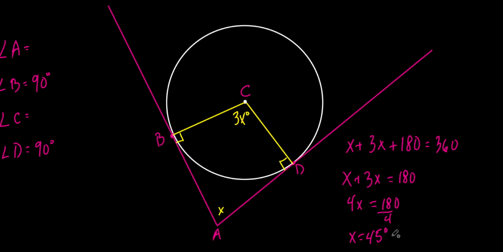How does that help me? Plug it in. That's right. So let's plug it into this one. This would be the easiest one. That's just x, right? We found what x is, 45.